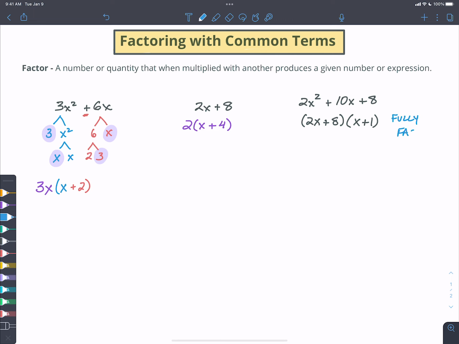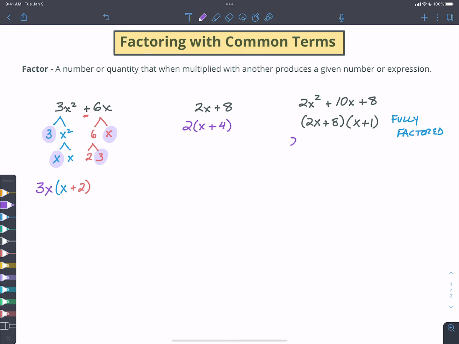And when you factor an expression or a quadratic, you want to fully factor it, which means, as we saw right here, this thing can actually be written as 2 times x plus 4 times x plus 1. So this piece here is now fully factored, whereas this piece is not fully factored.